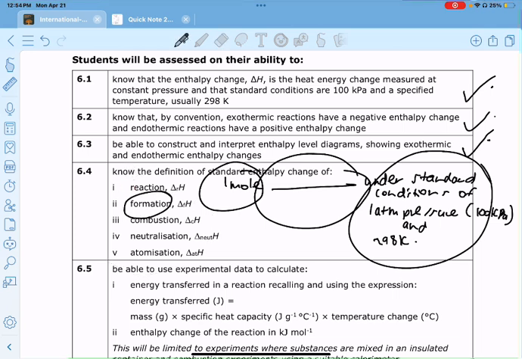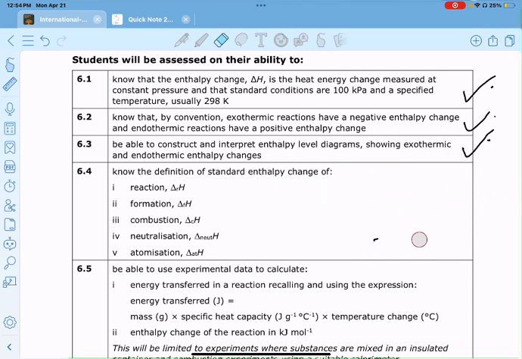Formation is when 1 mole is formed from its standard elements. Combustion is when 1 mole is burnt completely in oxygen. Neutralization is when 1 mole of water is formed from acid and alkali. And atomization is when 1 mole of gaseous atoms is formed from normal state atoms, okay? That's what we need to know for that. So we can just erase all of this and tick this because we're done with it.